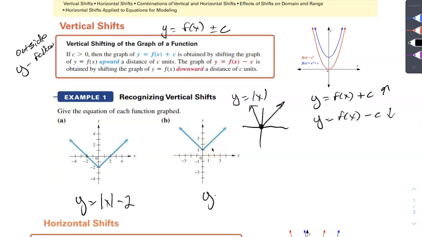So we're going to do y equals absolute value of x, then we go plus 1 on the outside, because that plus 1 on the outside lets us now move it up 1. That's how you do vertical shifts, up and down.